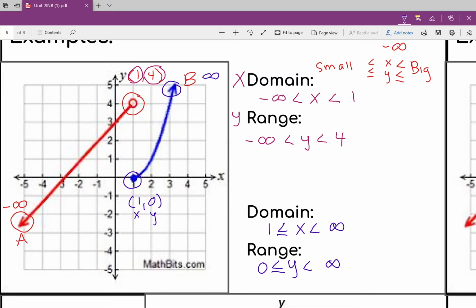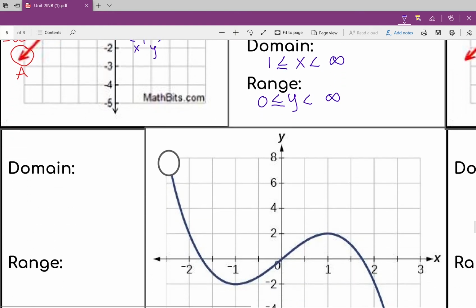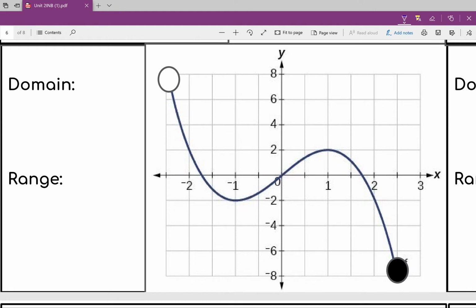Okay. Let's look at another example. This is our last example here. I just want to point out that if some of your papers got cut off, just put it in your notebook and you can finish drawing the graph there. I think some of them got cut off where the closed dot is. We're going to do the same thing. Notice that this one has an open dot and a closed dot. Let's see what those points are. The point on the open dot is going to be -3, 8.